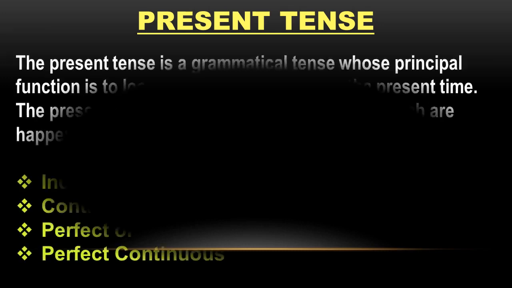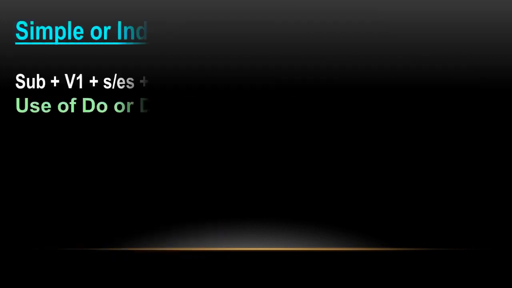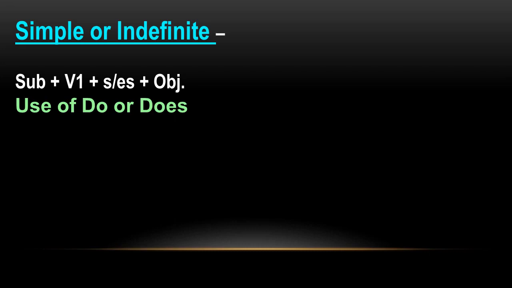Present tense. The present tense is a tense whose function is to locate any kind of event in the present time. Then we have four subparts: indefinite or simple, continuous or progressive, perfect or complete, and perfect continuous. Then we discussed simple or indefinite tense, that is simple present or present indefinite tense. Its structure was subject plus first form of the verb, or the main form or the base form of the verb, plus s or es plus object.